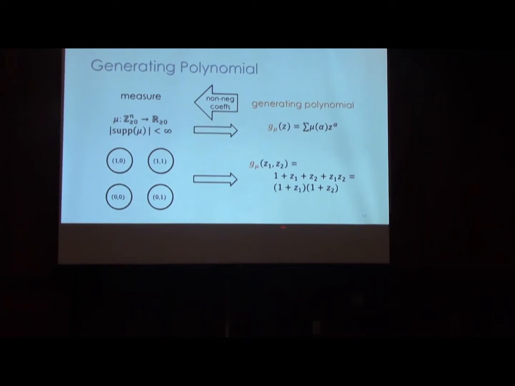Okay. So here's a measure. Let's say that my measure is assigning a value of 1 to all of these 4 points. Okay. The polynomial I get would be 1 for this point, z1 for this point, z2 for this point, and z1 z2 for this point. Right? That would be the polynomial. I can also factorize it in this way.